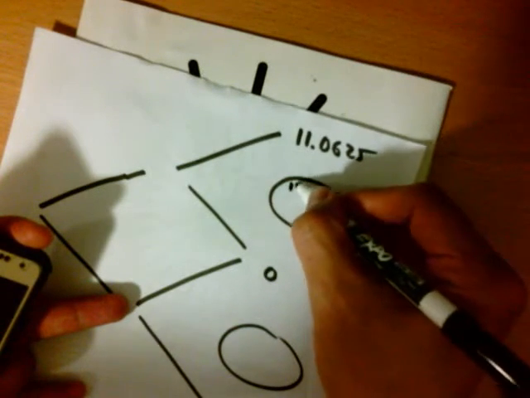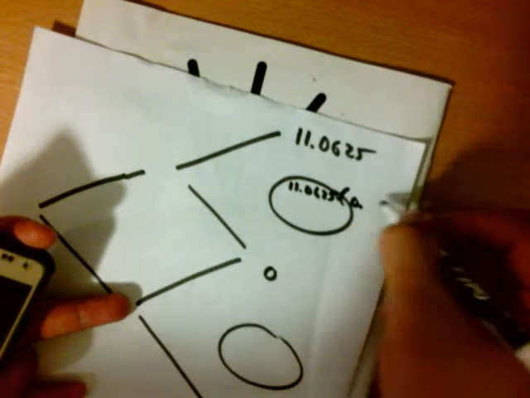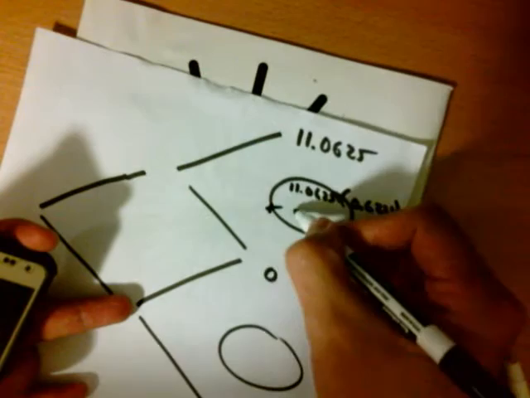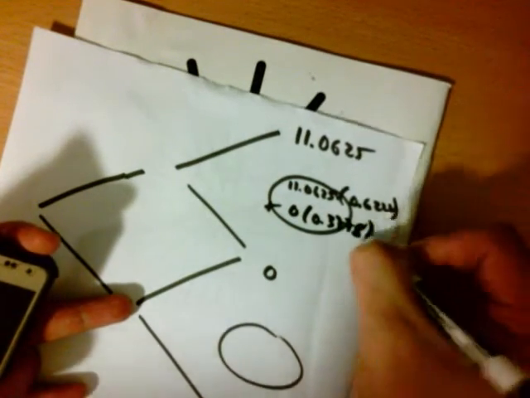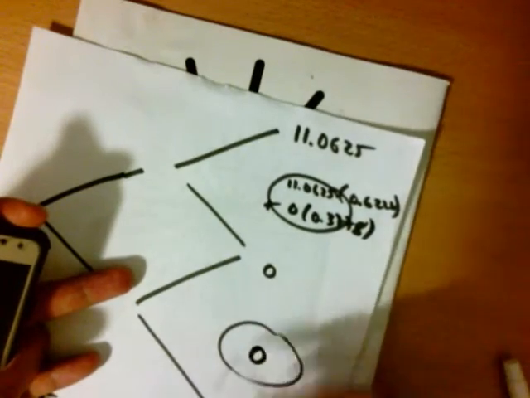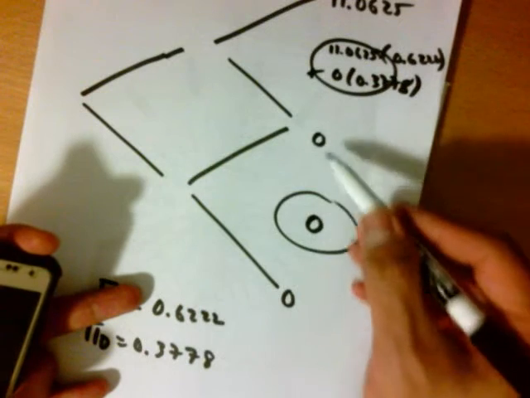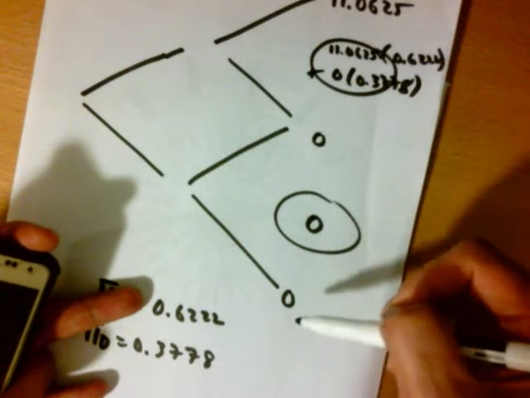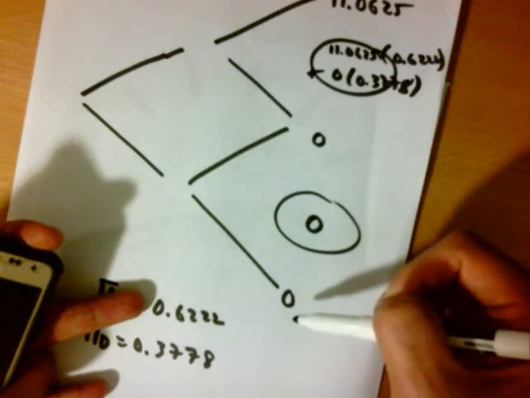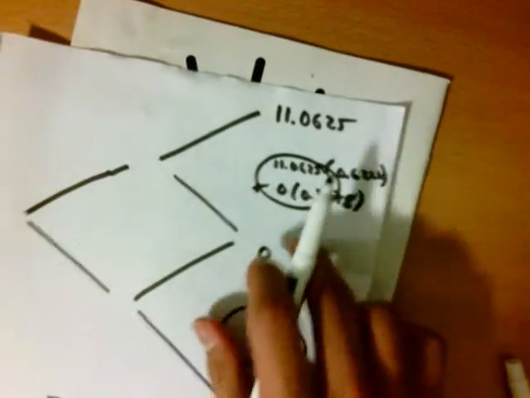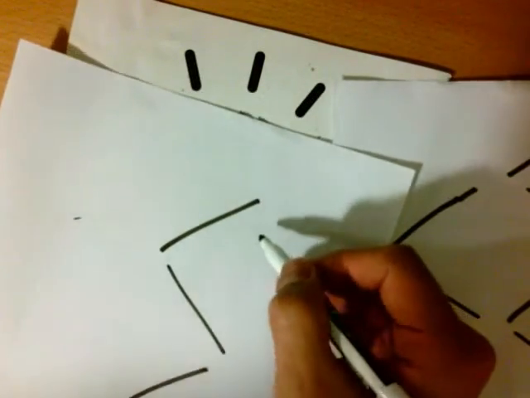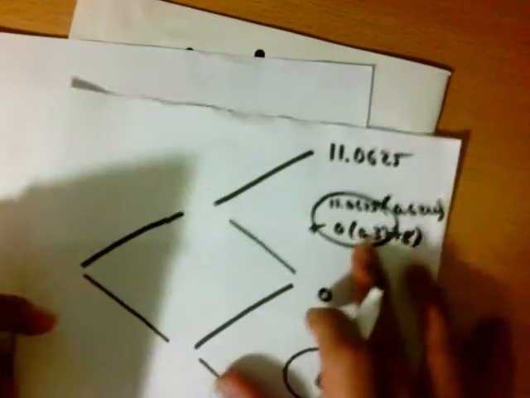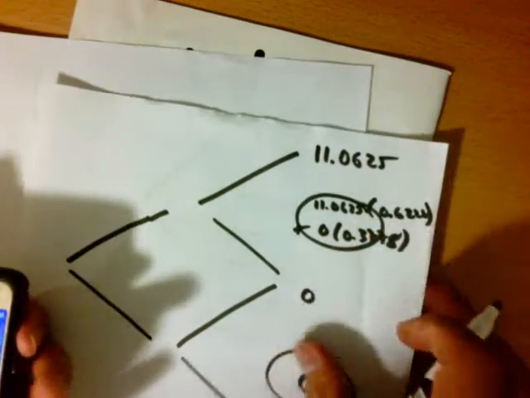Okay? So what is the expected value right there? It's 11.0625 times 0.62222 plus 0 times 0.3778. And here, because this is 0 and 0, the expected value has to be 0, because 0 times 0.62222 plus 0 times 0.3778 gives you 0. Okay? So let's move our calculation here, so it's better for you to look at. You multiply 11.0625 times 0.62222.